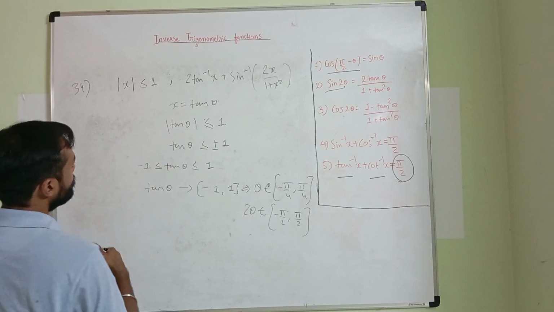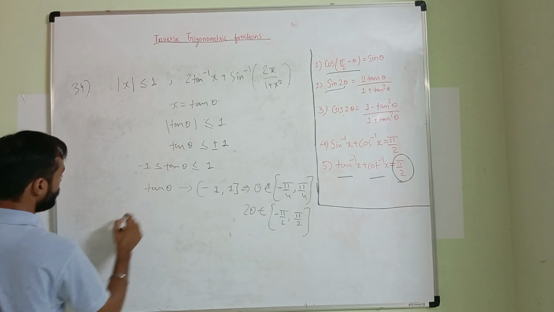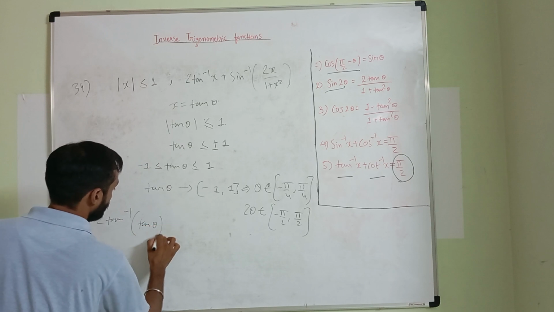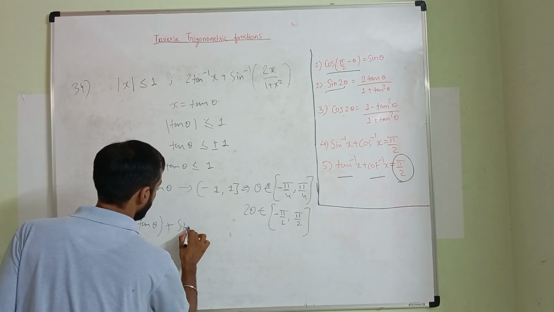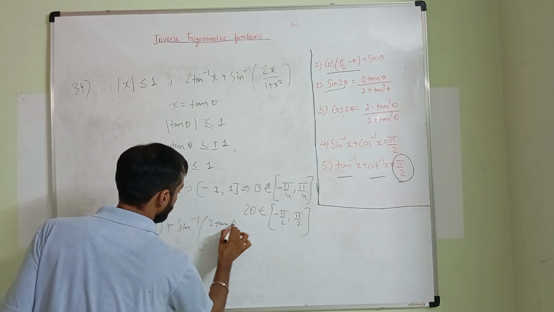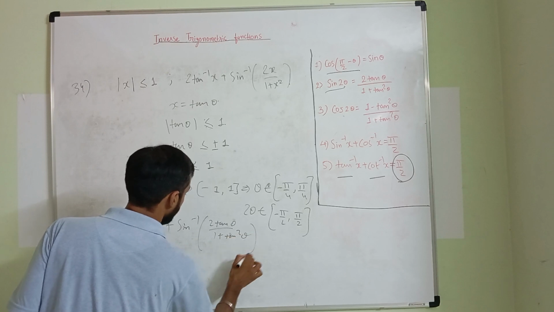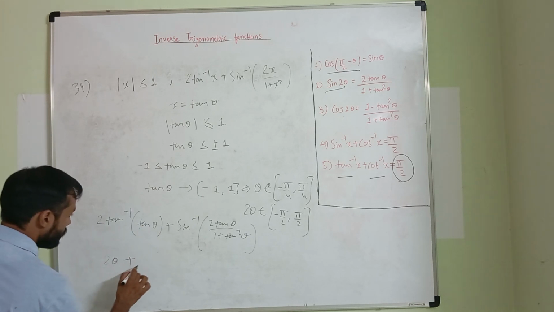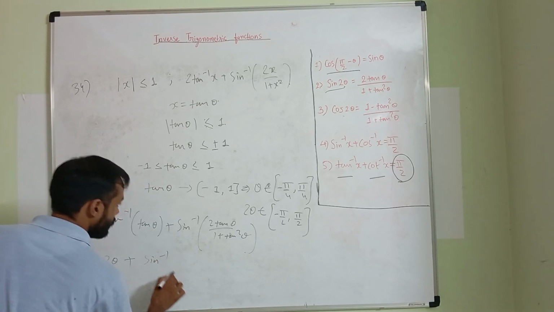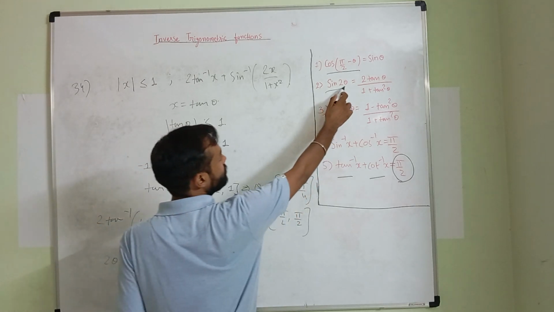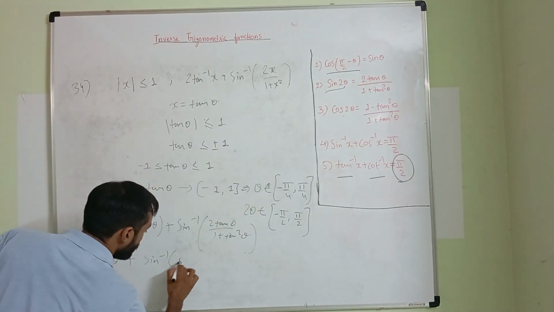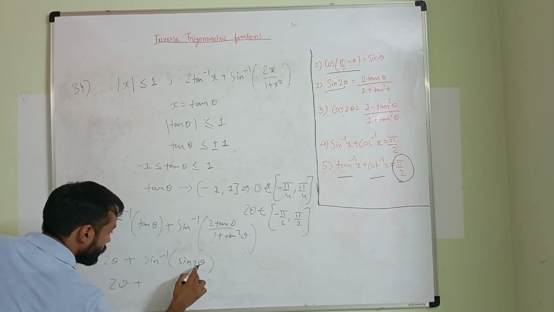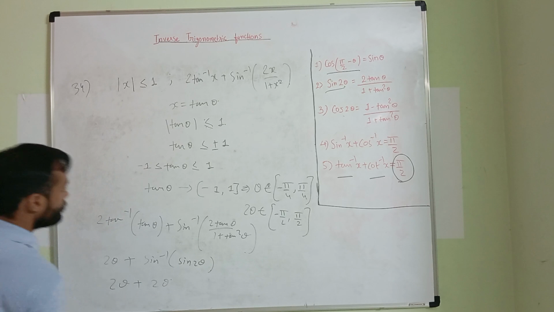So now solving this, that is 2 tan inverse x, and x equals tan theta. So it will be 2 tan inverse of tan theta plus sin inverse of 2 tan theta upon 1 plus tan square theta. So this will be tan inverse of tan theta, hence it will be 2 theta, plus sin inverse of, in place of 2 tan theta upon 1 plus tan square theta, we will use this formula. So it will be sin 2 theta. So this is 2 theta plus sin inverse of sin 2 theta will be 2 theta.